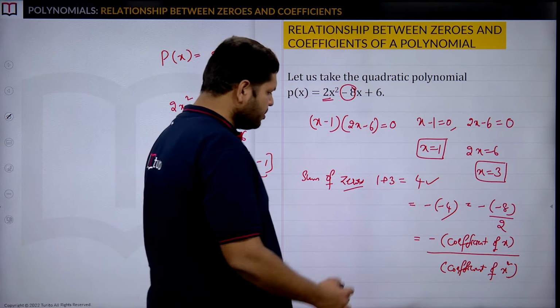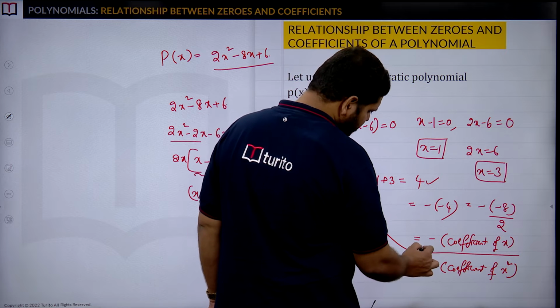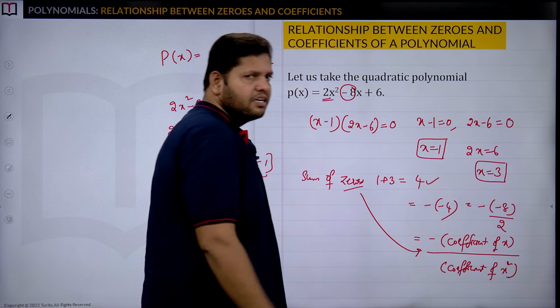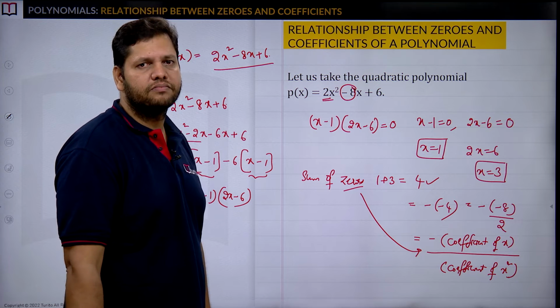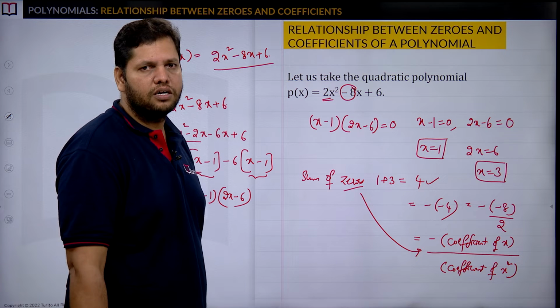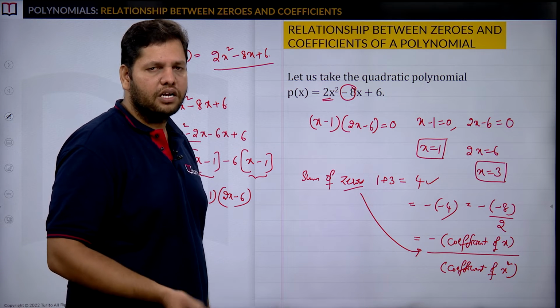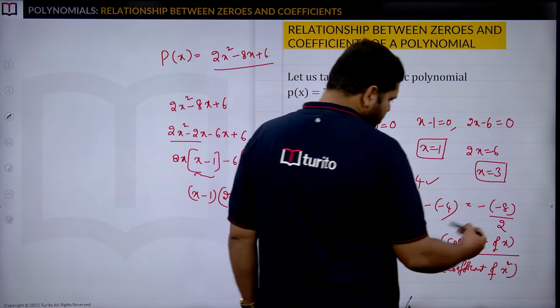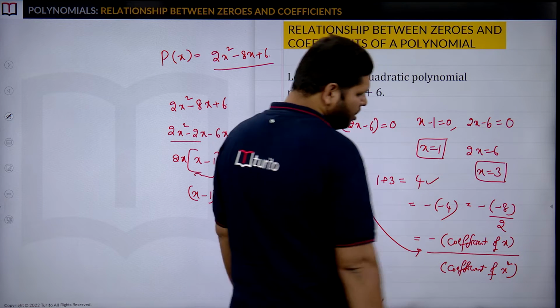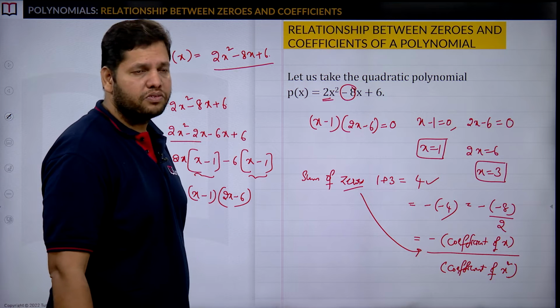So the sum of the zeros, how can we write, children? The sum of the zeros we can write as the coefficient of x by coefficient of x square. Are you getting my point, children? The sum of the zeros we can write as what? Minus of the coefficient of x by coefficient of x square. That is the sum of the zeros.